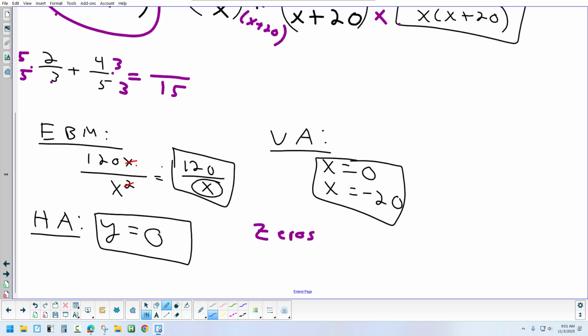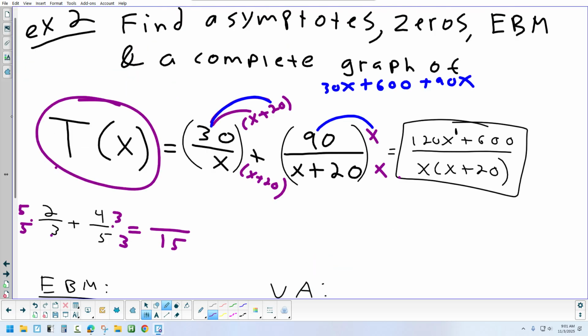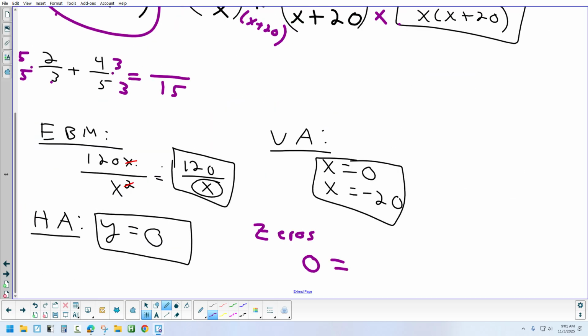All right, so let's set that fraction equal to 0. 120x plus 600 over x times x plus 20. So set your equation equal to 0, and that's how you find the roots, or the zeros.